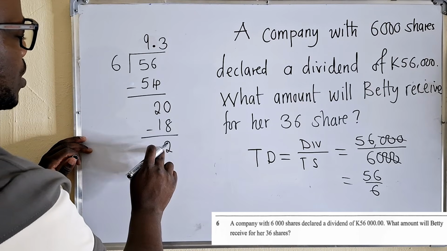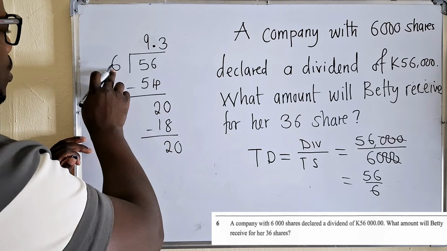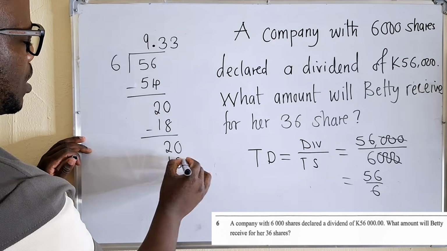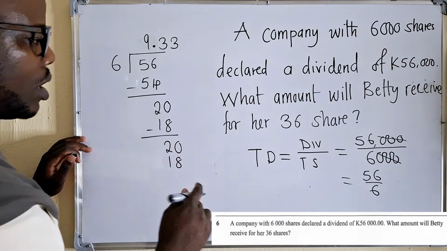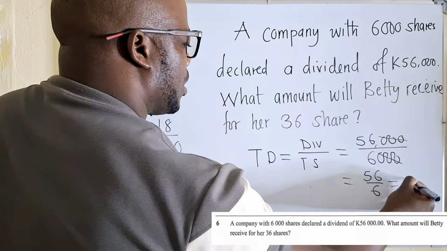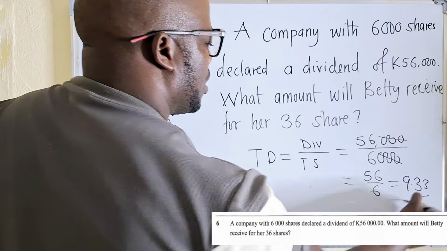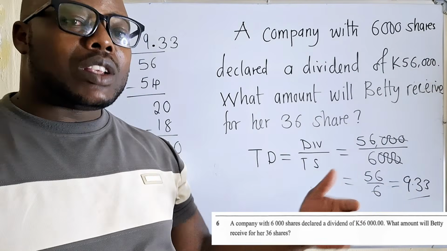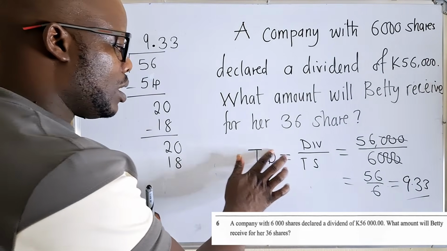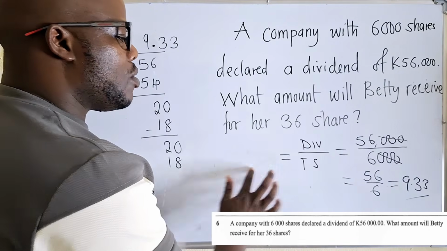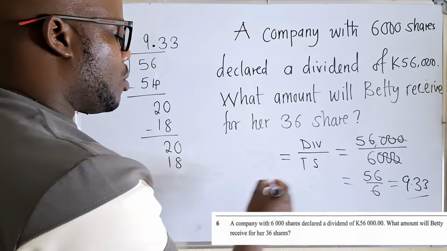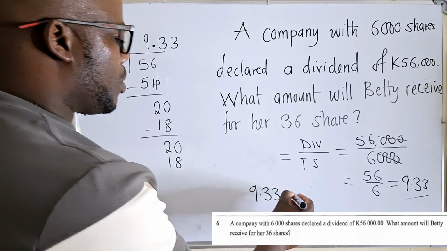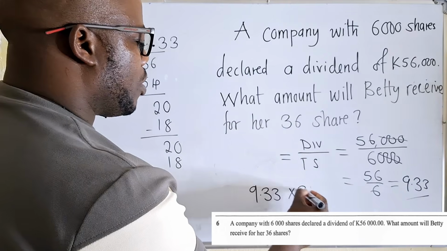2 into 6, it can't. Bring a 0. 6 into 20, it's a 3. Here, 18. If you can see, it's repeating. So this will give us 9.33. So we found the value of each share. Actually, here, though I've said total dividend, it is supposed to be the value of each share. So now we know that each share is costing 9.33. So we're going to say multiplied by 36.